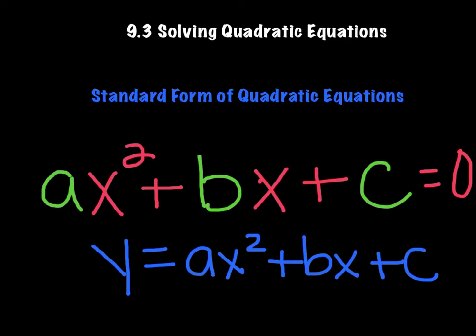Hey, today we're going to cover section 9.3, which is solving quadratic equations. The first thing that I want to show you is what standard form of quadratic equations looks like. If you look at this, you can see one minor difference. They both are ax squared plus bx plus c. Standard form is equal to 0, and then the equation form is set equal to y. So ax squared plus bx plus c is the format for quadratic equations.